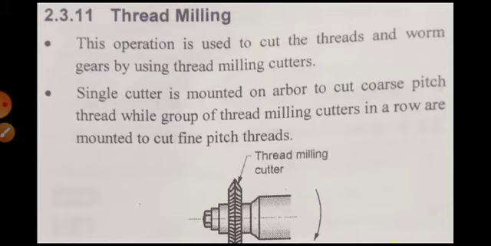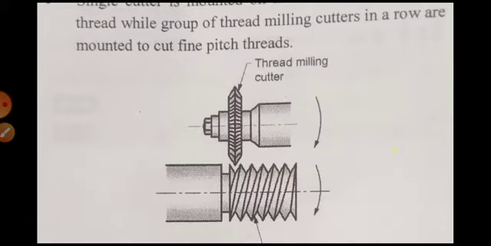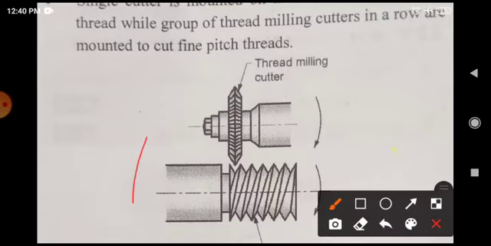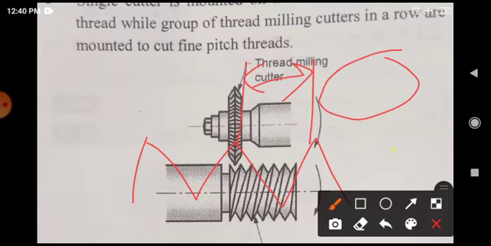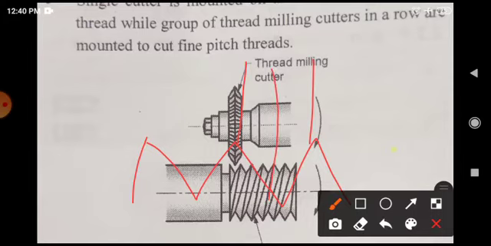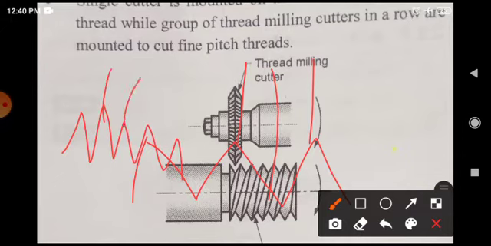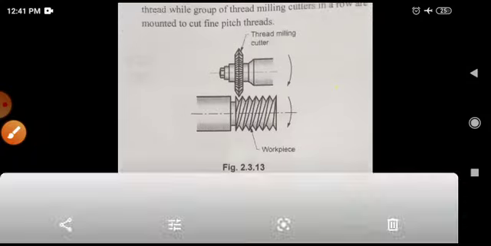Okay, you can see this coarse pitch. If the pitch is quite large, that means the pitch is the distance between these two. If these are the threads of a screw, this is called the pitch. If this is larger, then you have to mount a single cutting tool in that operation. But if the pitch is lower, that means such a fine thread is there, then two or three or more cutting tools are used.